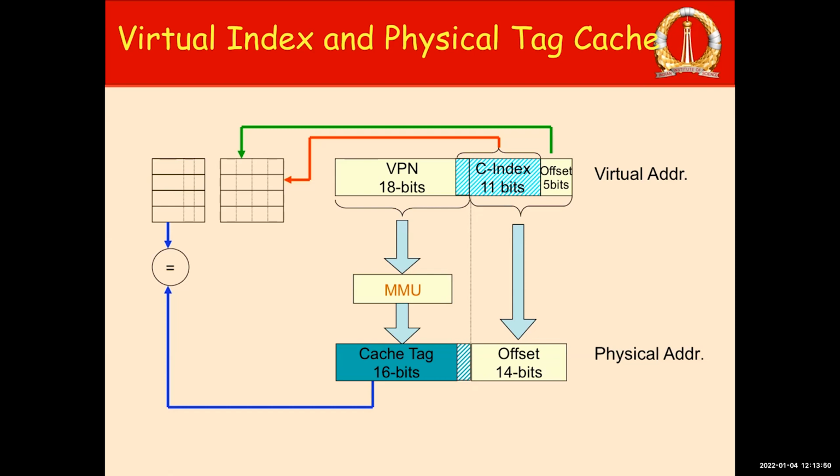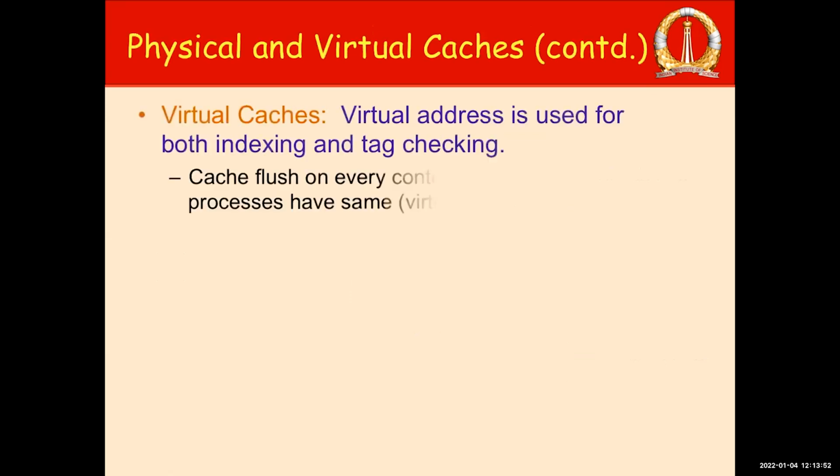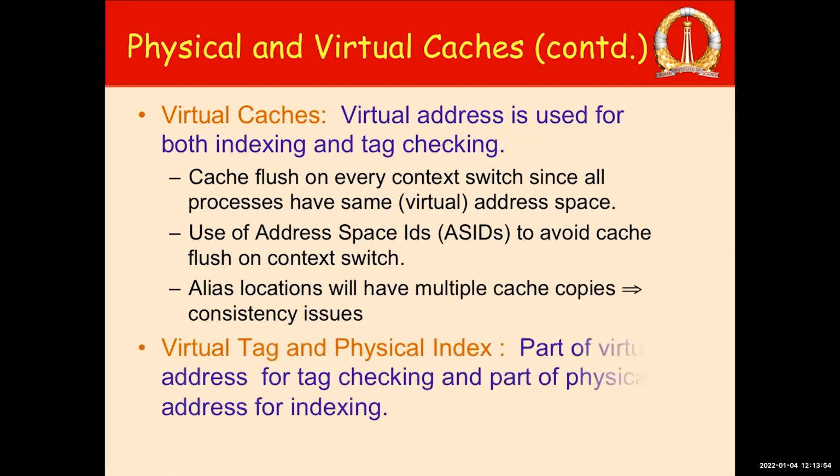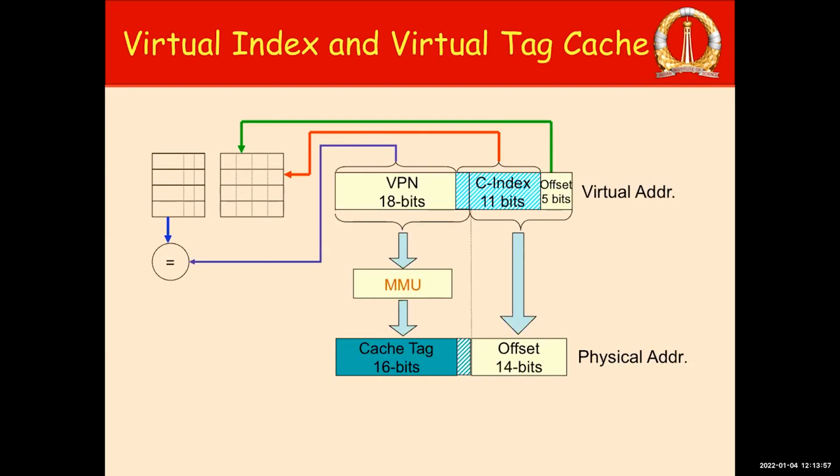The other variation that you can have is what is called a completely virtual cache, in which you use only the virtual index and the virtual tags for doing the matching. And as long as there is a cache hit, you have already got the data that you are looking for. You don't even need to do the address translation. Address translation needs to be done only when you have a cache miss. There are certain issues with virtually indexed, virtually tagged caches, or virtual caches.